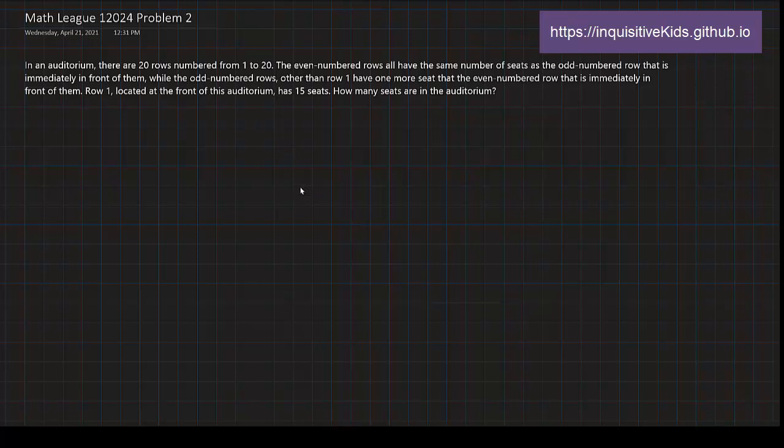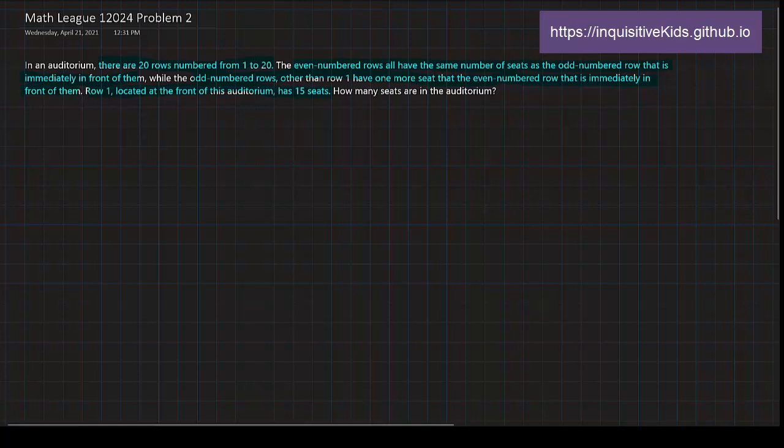So here, it already told us all the connections and relationships between the even-numbered rows and the odd-numbered rows, and it gave us a head start, which is that row 1 has 15 seats. And there are 20 rows numbered from 1 to 20. So the even-numbered rows all have the same number of seats as the odd-numbered row that is immediately in front of them. And the odd-numbered rows, other than row 1, have one more seat than the even-numbered row that is immediately in front of them.